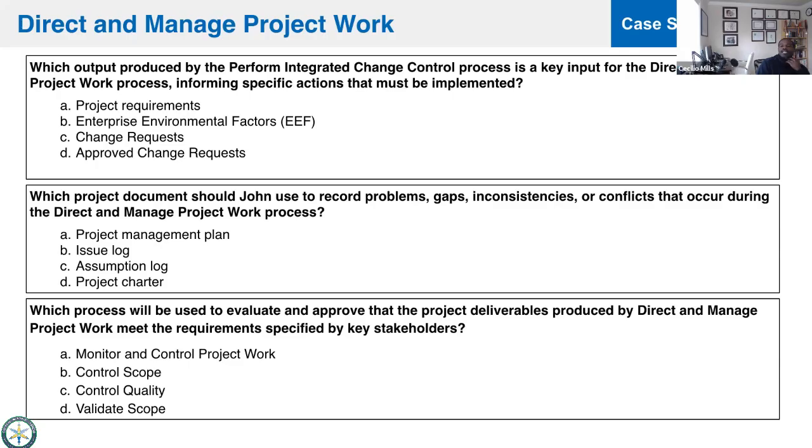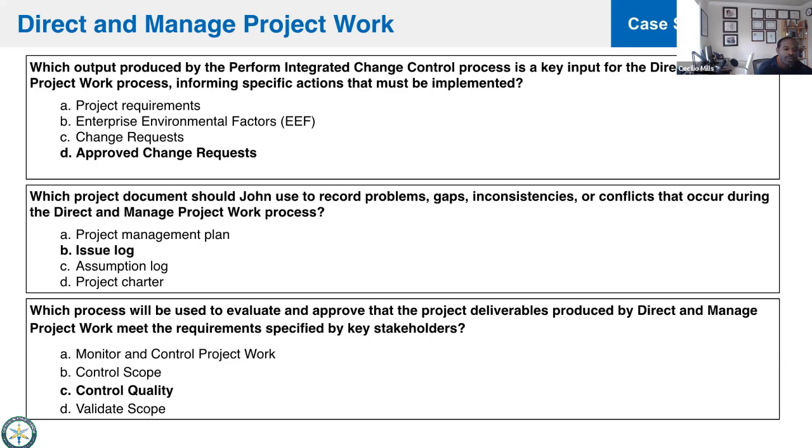Change control process is a key input for the direct and manage project work process. Approve change requests? Agreed. Okay. Which project document should John use to record problems, gaps, inconsistencies, or conflicts that occur during the direct and manage project work process? Issue log. Agreed. Okay. And which process will be used to evaluate and approve the project deliverables produced by direct and manage project work? Control quality? Okay.